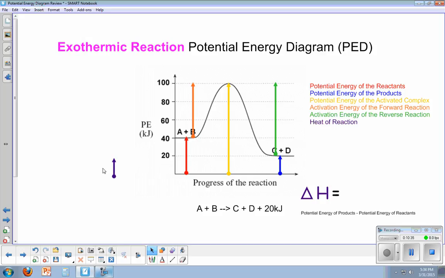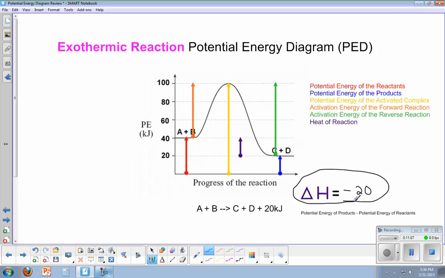So last thing we said is heat of reaction, which is going to be the purple. So again, change in heat over the course of the reaction. We started at 40 kilojoules, we ended with 20. That's a difference of 20. Now, remember that when we solve for delta H, we always take products, potential energy, minus reactants. So if I do 20 minus 40, I actually get a negative value. I get negative 20. So negative delta H would be for exothermic reactions. The negative just shows me that the energy was released instead of absorbed.